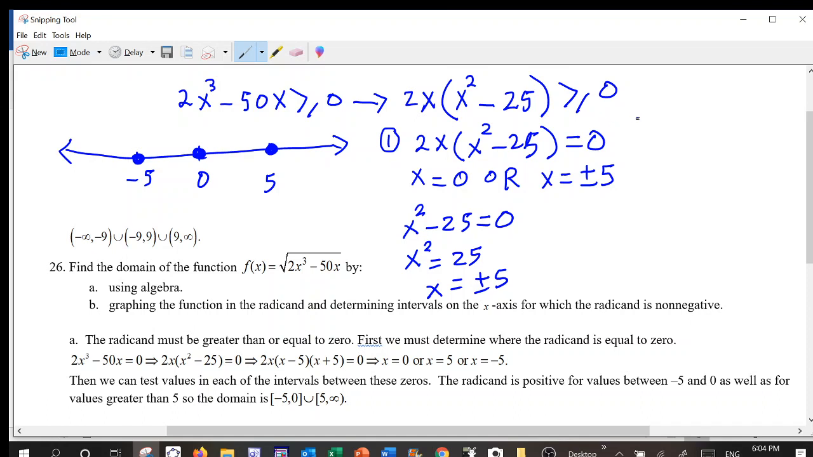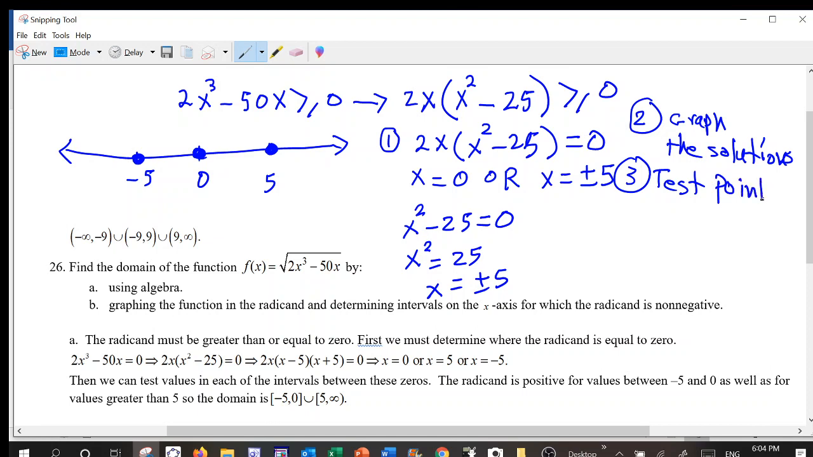So the second step is to graph the solutions, and we did. We graph the solutions right here. And then the third step is to take test points, or test numbers. There are 1, 2, 3, 4 regions here. We're going to pick a number here, pick a number here, maybe -1, pick a number here, and pick a number here, and test them.